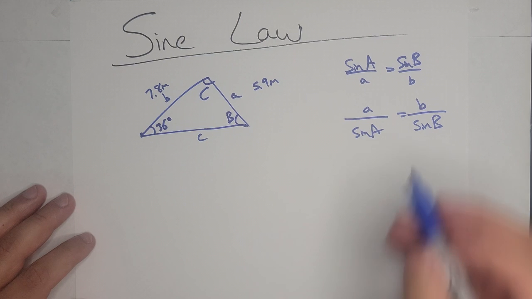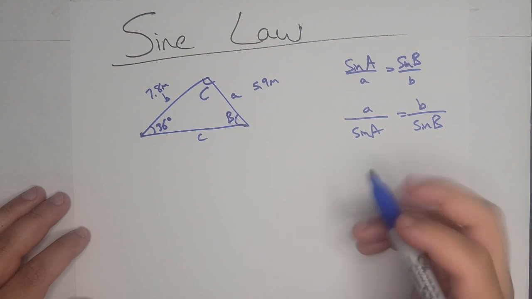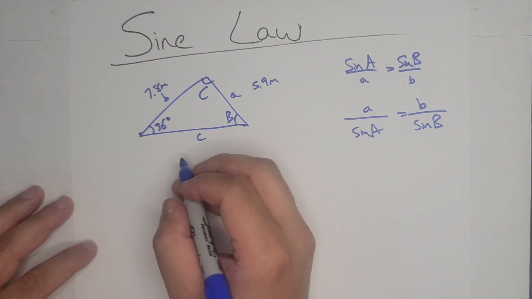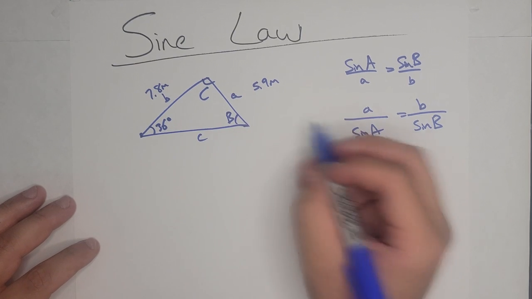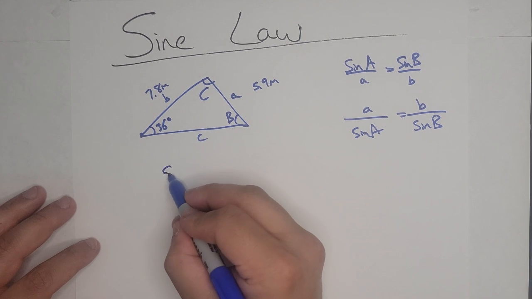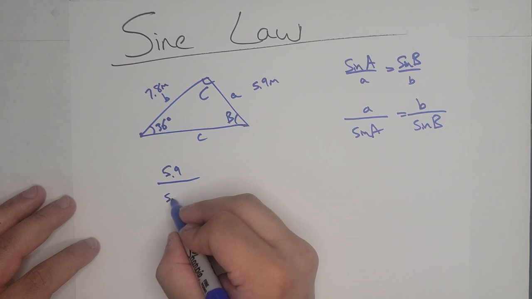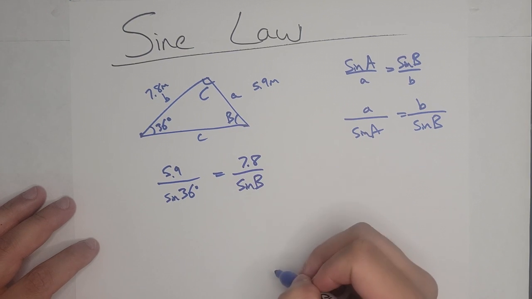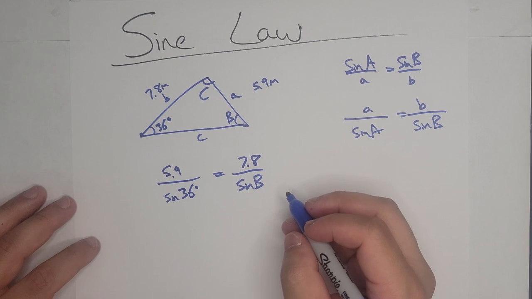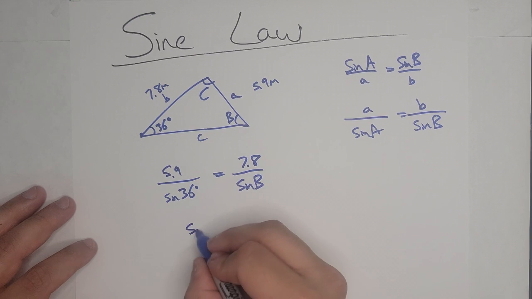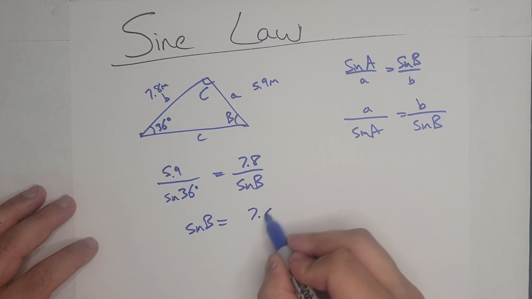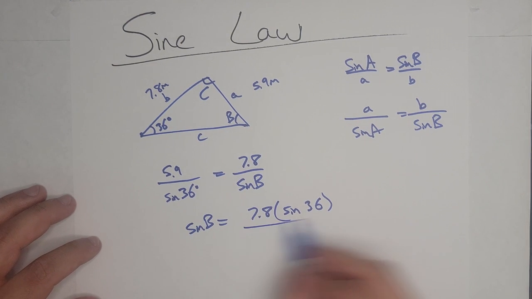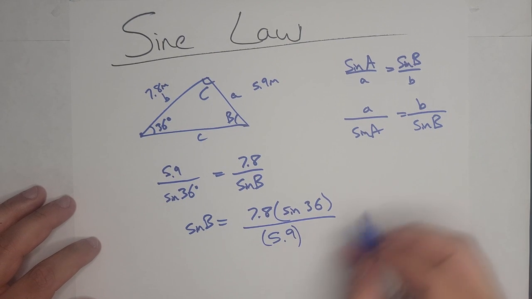So, let's start plugging in some numbers. Remember, this is a refresher, so you should know how to do this by now. If not, you can go back into previous or old videos, and I have it explained in those ones. So let's do A. Let's do 5.9 over its opposite angle, sine 36 degrees, is equal to 7.8 over sine B. So, with a little bit of rearranging, I'm going to bring the sine B up to that side, multiply this sine 36 up that way, and bring that 5.9 down here. And I'm left with this.